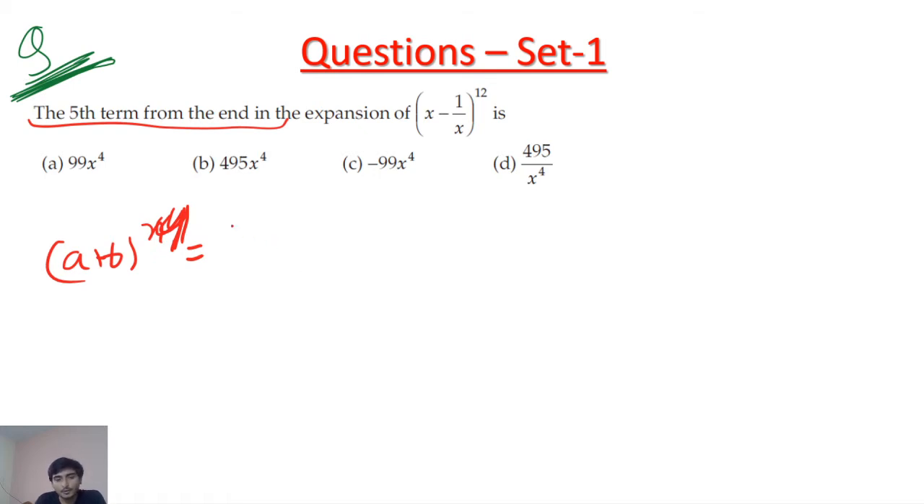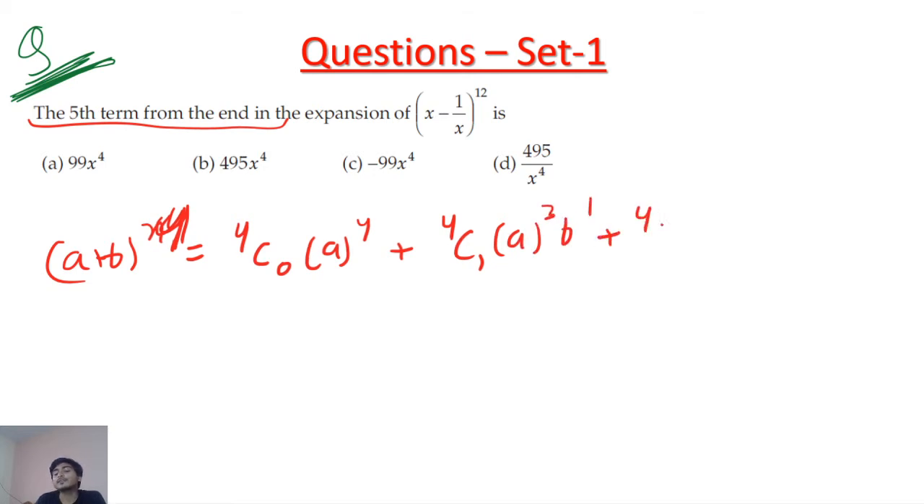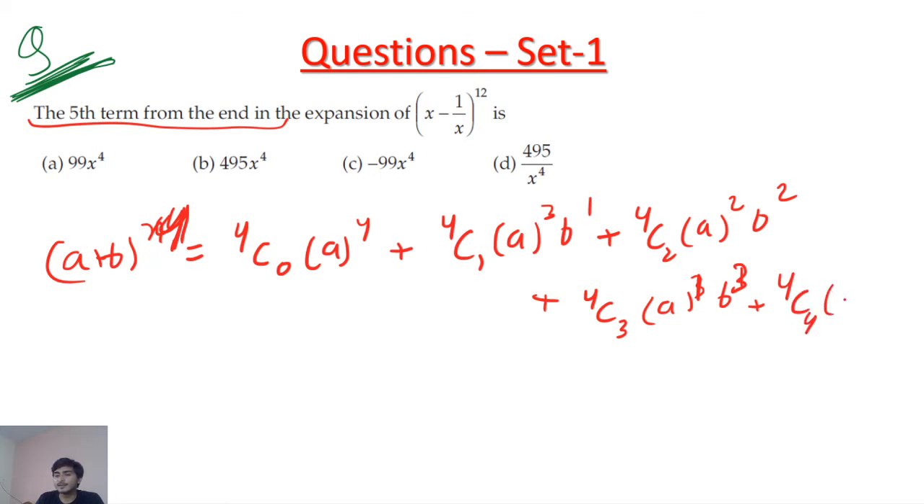So what will you write? 4C0 into a to power 4, 4C1 into a to power 3, b to power 1, 4C2 into a to power 2, b to power 2, 4C3 into a to power 1, b to power 3, plus 4C4, a to power 0, b to power 4, right?